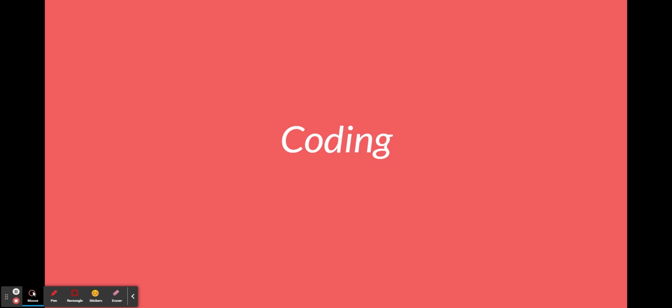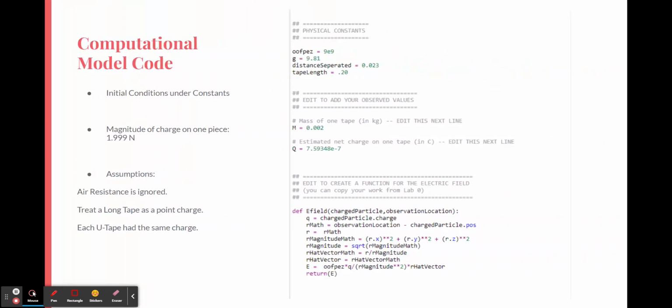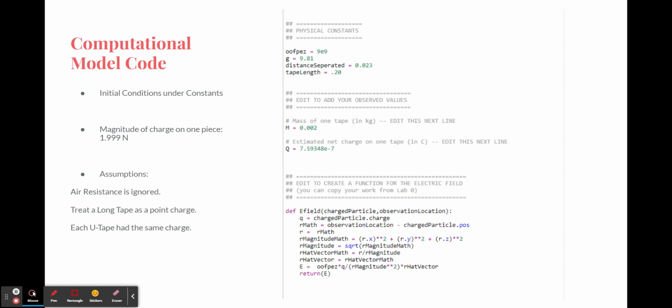Now moving on to part 2 of the lab, which was the coding section. The code itself included various formulas from before and has the initial conditions of the experiment listed here under physical constants. The assumptions for the code are also listed. Air resistance is ignored. Treat a long tape as a point charge, and each tape had the same charge. In addition, the magnitude of the charge of one piece is shown, which will be calculated later from the code.